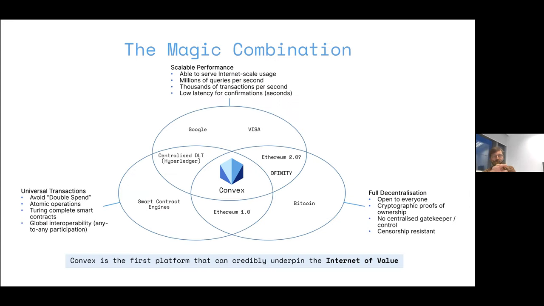I think what makes Convex special is three things that it combines at the same time. One is scalable performance, so that we can actually do internet-scale usage, talking about thousands of transactions per second, the sort of scale that a Visa network would need to provide. It also has this concept of universal transactions. So it is actually a global state model. The entire registry of digital assets is all updated in a single transactional operation.